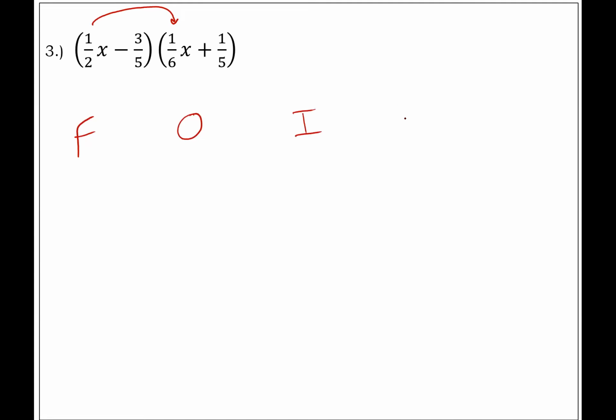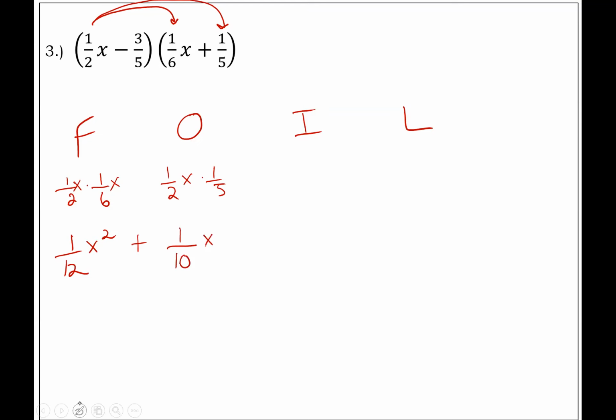FOIL. You don't have to write this every time or ever, but if you're new to this, I think it can help keep you organized. Okay, so let's multiply 1/2 x times 1/6 x. I'm just gonna write my work out a little bit here. 1/2 times 1/6, I do get to multiply across and get 1/12. And x times x is x squared. All right, 1/2 times 1/5. 1/2 x times 1/5. Once again, just multiply across. 1 times 1 is 1, positive. 2 times 5 is 10. And then that's just x.